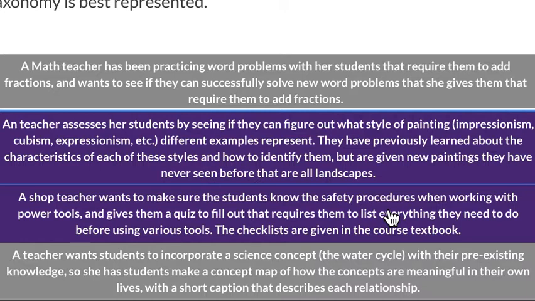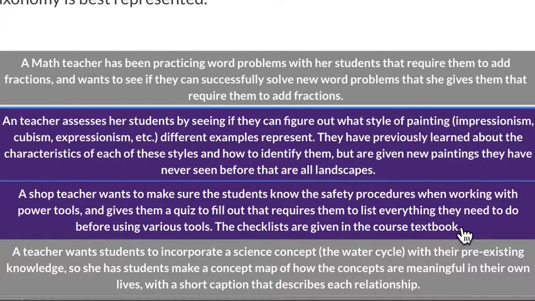The second one is an analysis task. A teacher assesses her students by seeing if they can figure out what style of painting different examples represent. In other words, they have to know what the deep structure of those different styles of painting are. They have previously learned the characteristics of each of these styles and how to identify them, but are given new paintings they have never seen before that are all landscapes, so that won't be giving anything away. They need to know the different deep structures of the different types of paintings, and then they can identify them correctly using all their skills of identification as to whether or not something comes from a certain movement or not.